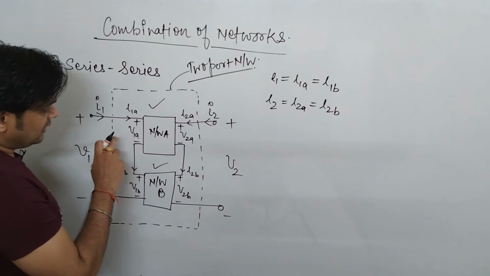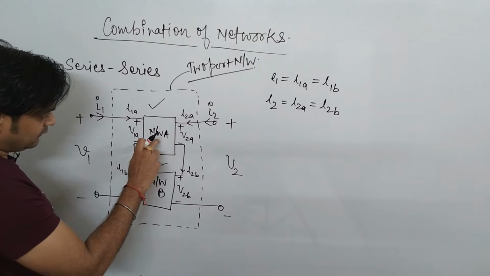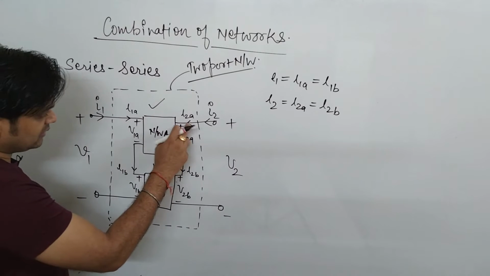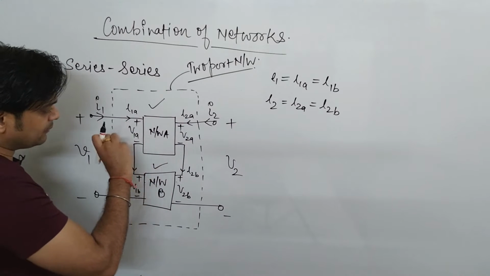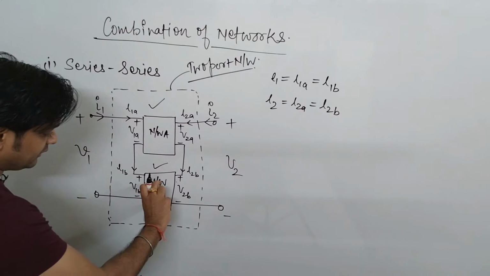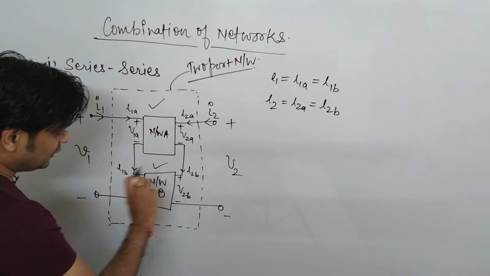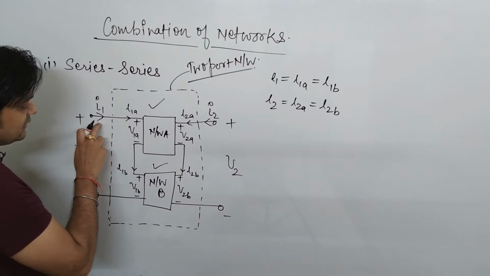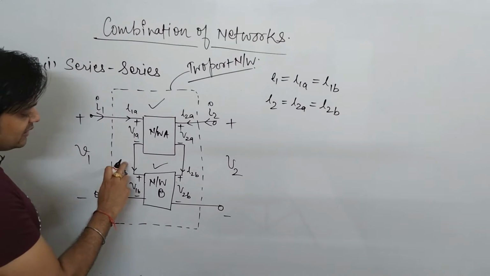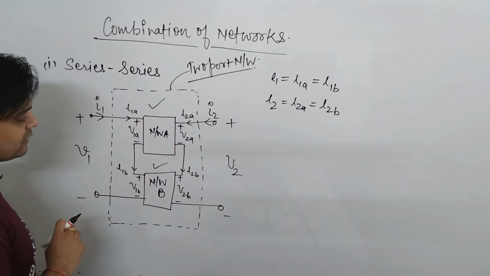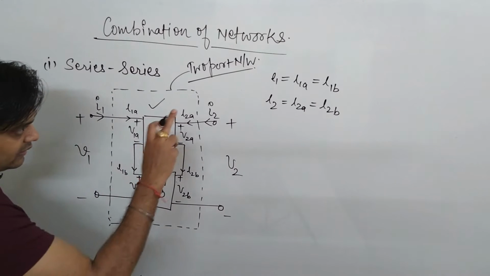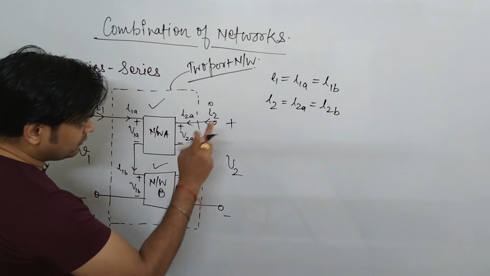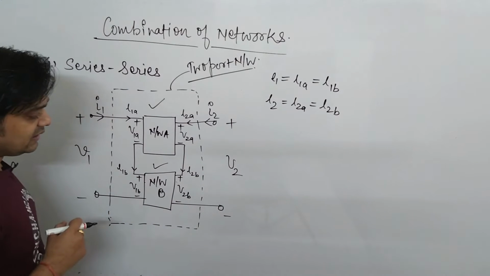So for network A, let's say I1A is the current entering here, I2A is the current entering here, V1A is the potential here and V2A is the potential here. Similarly for network B also, I1B and I2B, V1B and V2B. So if these two networks are in series, that means this current I1, this current I1A and this current I1B must be the same. Then only you can say that the networks are in series. Similarly, I2, I2A and I2B will be the same. So you can say the networks are in series.